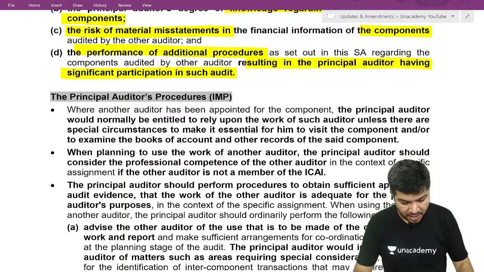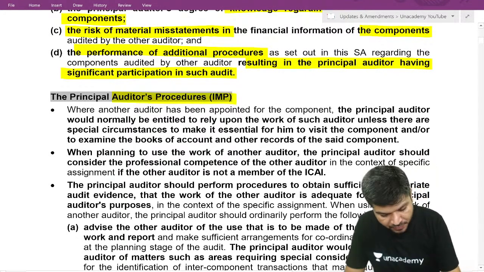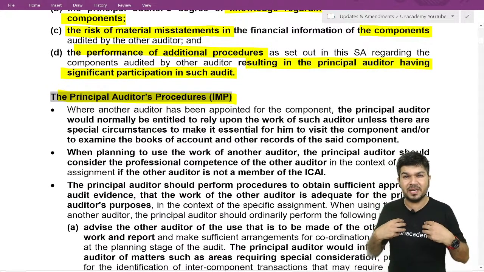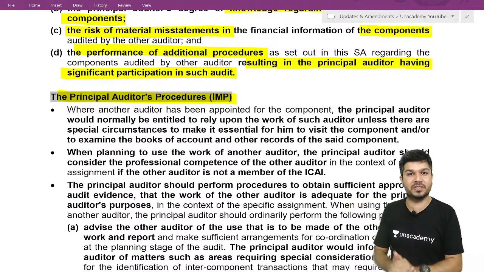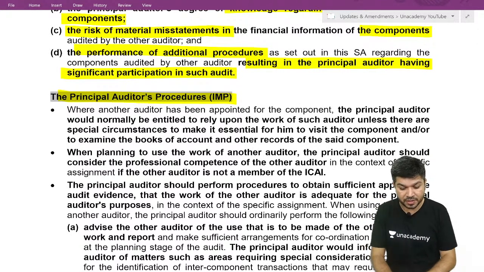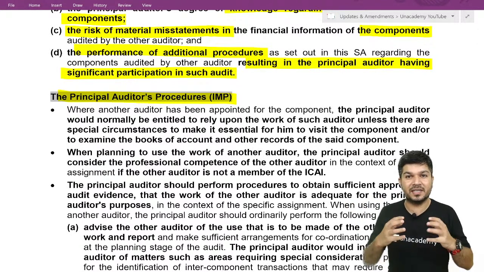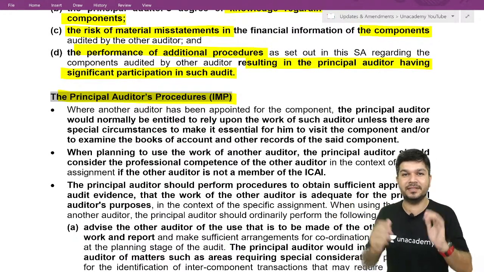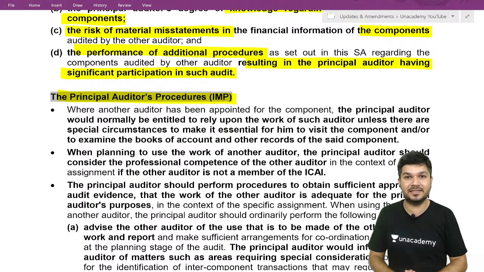Okay, next. Now, what should be my procedure? What should be the principal auditor's procedure? Now, pay attention. I will be relying on the work performed by the branch auditor. Can I guide the branch auditor on the manner in which the audit should be done?